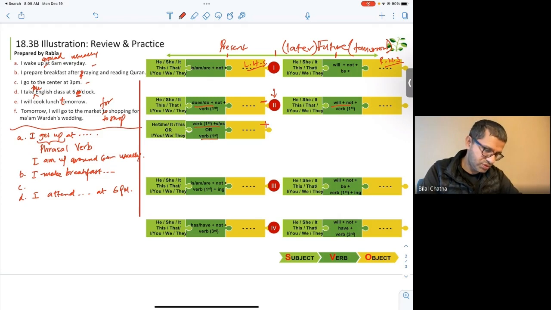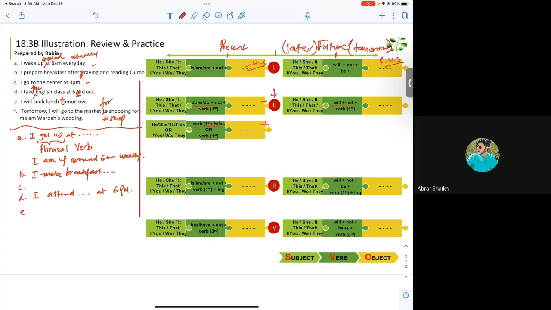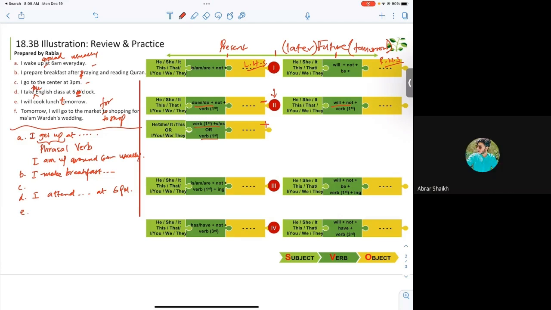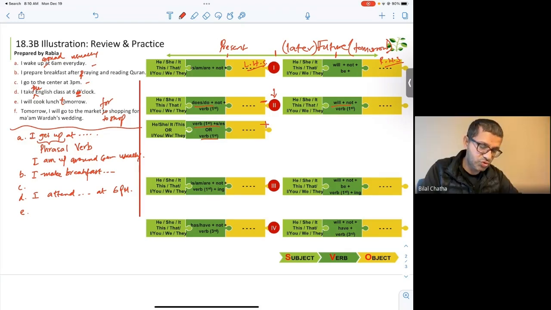Okay, so now let's move to the next sentence. I will cook lunch tomorrow. Alternative ways to say this. I will cook lunch tomorrow. I will make or I will prepare lunch tomorrow. Very good. Or you can say tomorrow I will make lunch. I'll cook lunch.